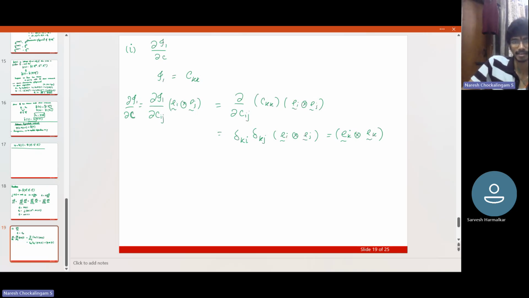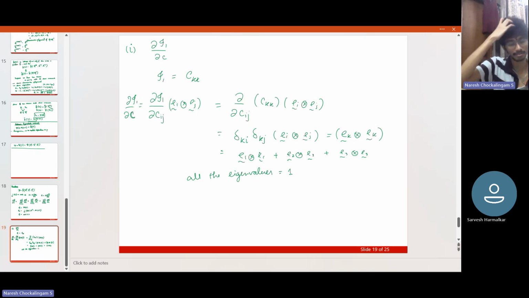What is ek tensor ek? Ek tensor ek is e1 tensor e1 plus e2 tensor e2 plus e3 tensor e3. So by the spectral decomposition theorem, what are the eigenvalues? All the eigenvalues are equal to 1. Which is the tensor with all eigenvalues 1? It is just the identity tensor. Therefore, dou I1 with respect to C is nothing but the identity tensor I.